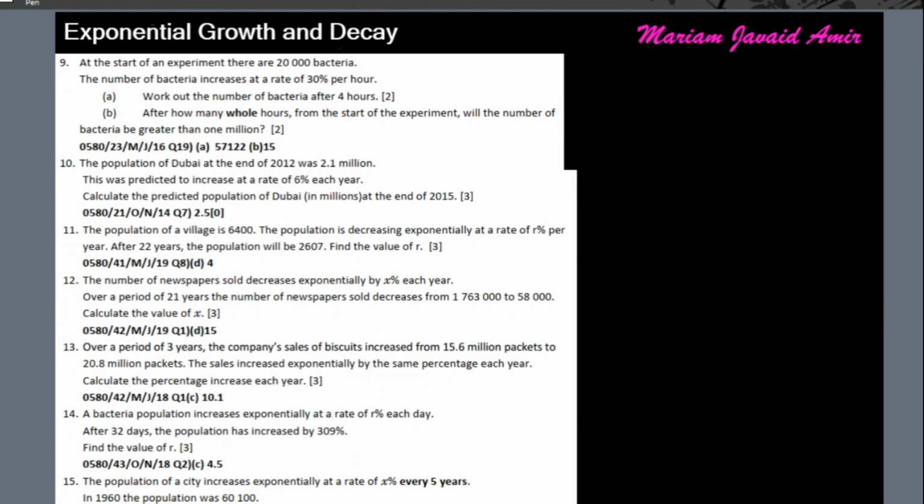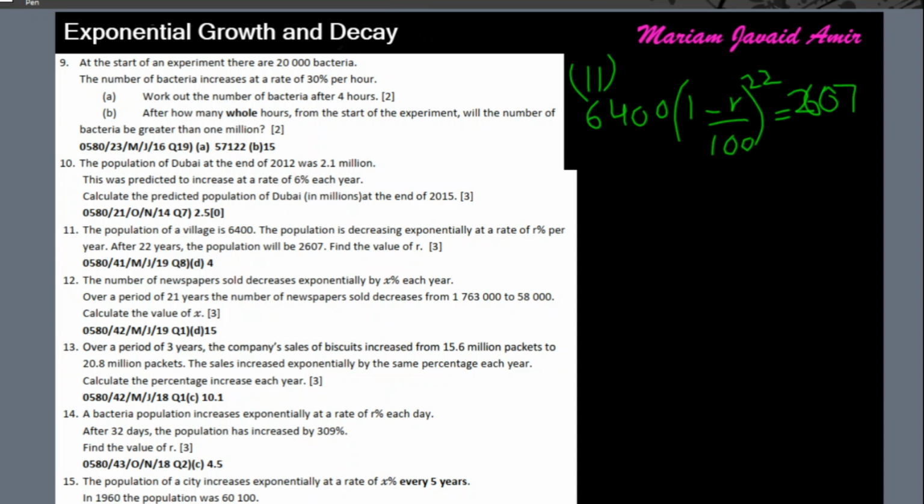Question 11. The population of a village is 64,100. The population is decreasing exponentially at the rate of R% per year. After 22 years, the population will be 2607. So find the value of R. So slightly different from the previous question. Now we have to make R the subject.